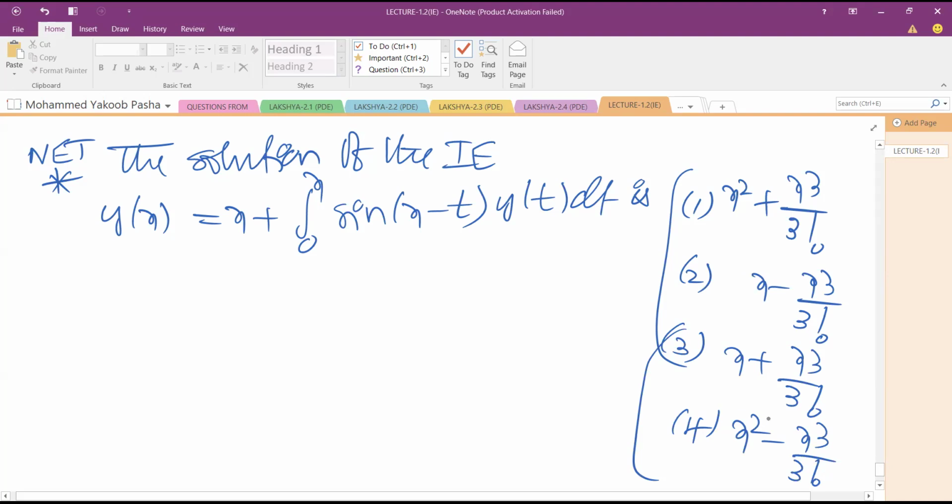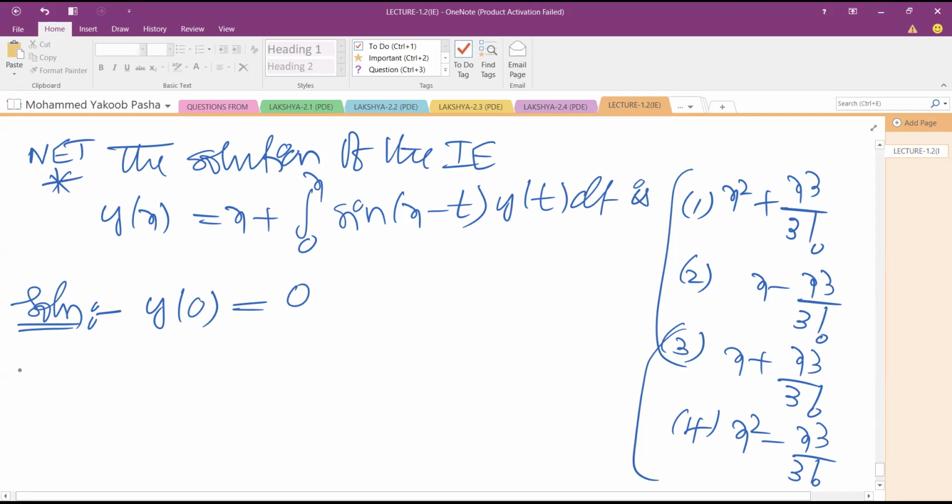Okay. For this problem, for the given integral equation, we have to find the solution, which is the right option. First, I'm calculating y of 0. This is the general method we are discussing. First, I am taking y of 0. That means here, upper and lower limit both are 0, so it becomes 0.